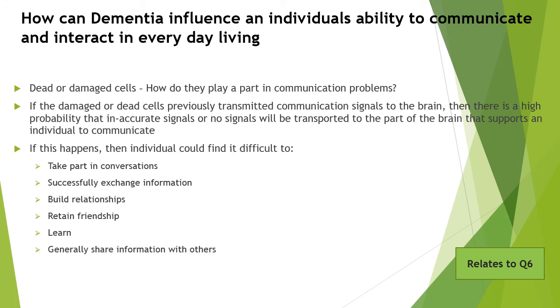So dead or damaged cells, how do they play a part in communication problems? Have a think about that. If the damaged or dead cells previously transmitted communication signals to the brain, then there is a high probability that an inaccurate signal or no signals will be transported to the part of the brain that supports an individual to communicate. And if this happens, then individuals could find it difficult to take part in conversations and successfully exchange information. They'll find it hard to build relationships and to retain friendship. They'll find it hard to learn and generally share information with others.